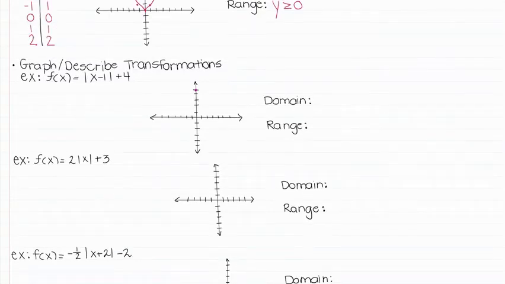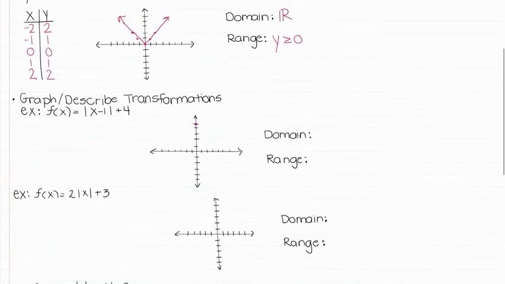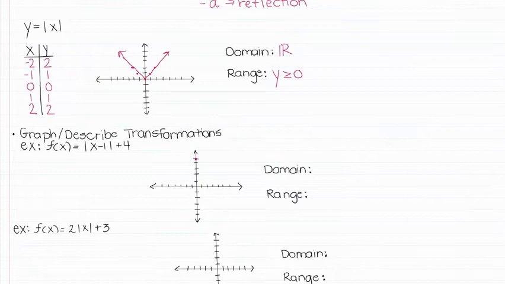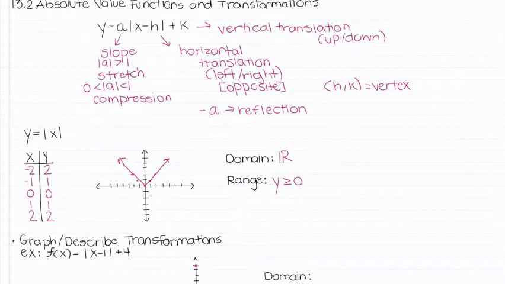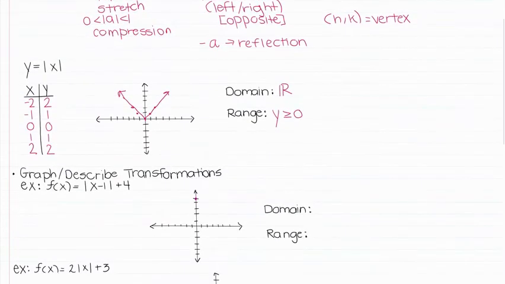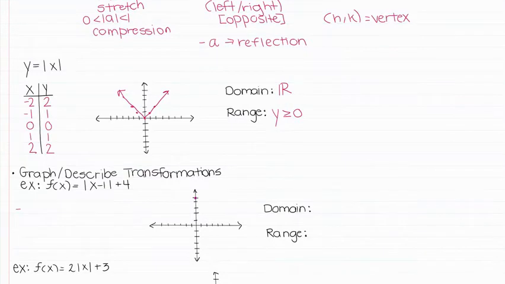Okay, so for this first one, we have f of x equals the absolute value of x minus 1, plus 4. So kind of going back to the parent function, we want to see what's different. So I see that there's an x minus 1 inside the absolute value. According to what we looked up here, it says that h moves it right or left, and it's always the opposite. So because it's x minus 1, that would mean that it moves to the right 1. And then we have a plus 4 on the outside, which would mean that it goes up 4.